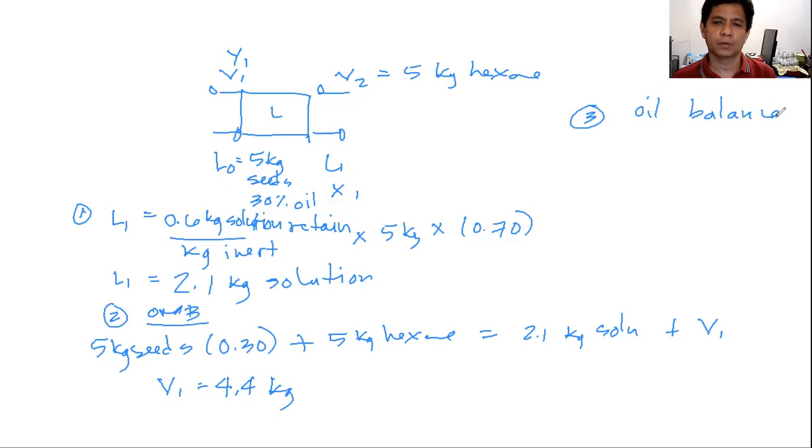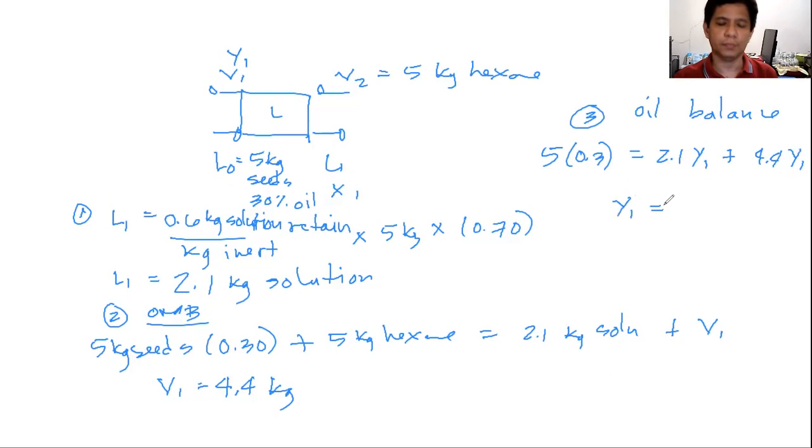Pag nag-oil balance kayo, you have 5 kilogram times 0.3 yung pumapasok. Yung hexane naman, wala siyang oil. X1 at saka Y1 equal lang naman. So, L1 is 2.1 times X1. You can use X1, you can use Y1. Y1 na lang, kasi equal lang naman silang dalawa. Plus, B1 is 4.4, times Y1 din.